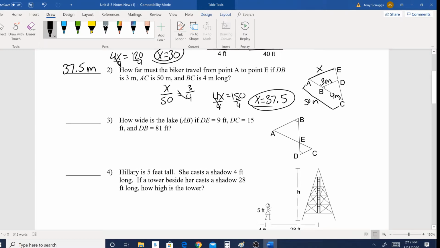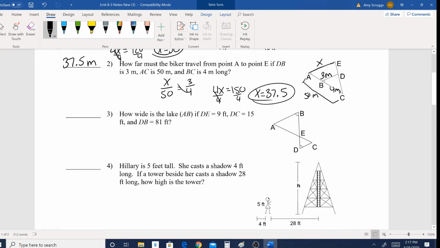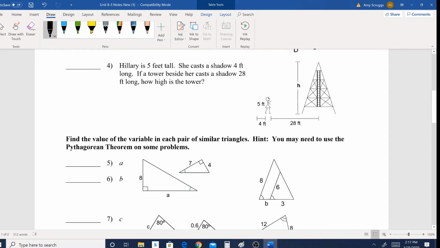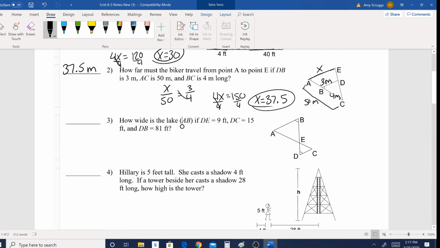I'm trying to find something that we haven't seen yet. We haven't really seen one about the lake, so I'll go ahead and do this one too. It says, how wide is the lake AB? So we're going to pretend like this is a lake. It wants to know how wide it is. If DE is 9, DC is 15, and DB, which is this entire thing, is 81.